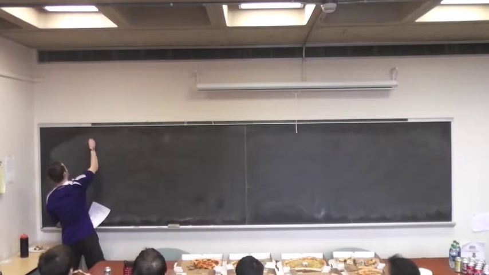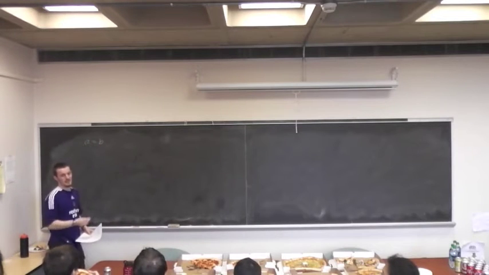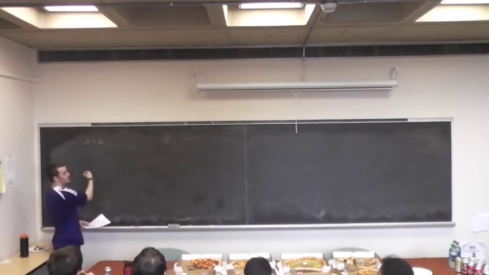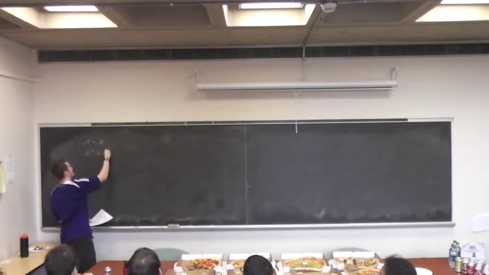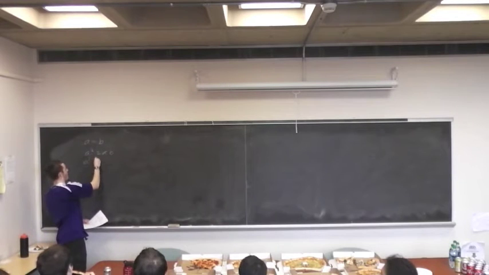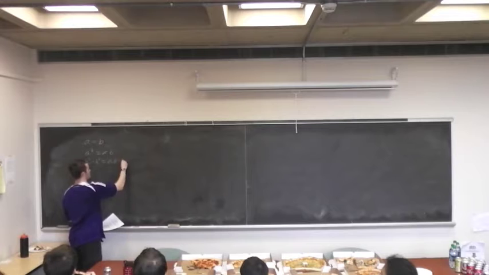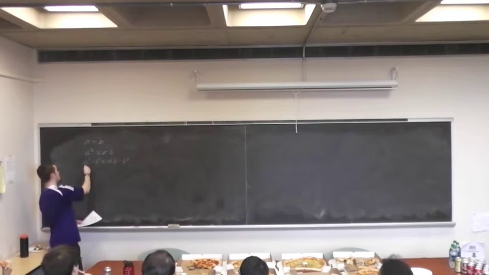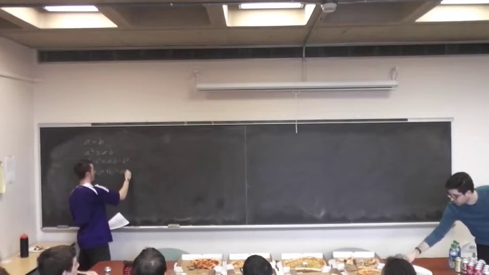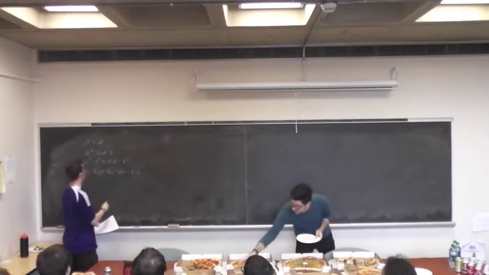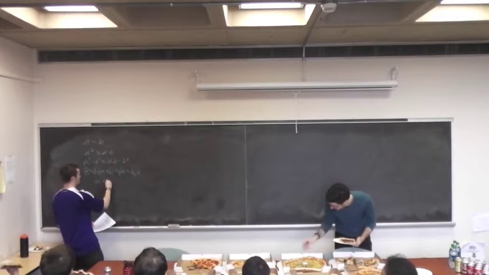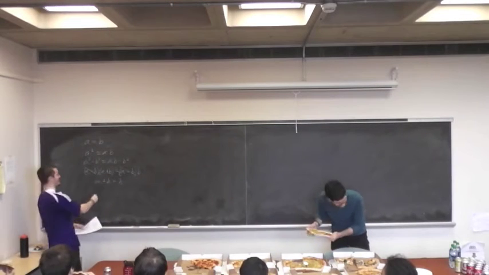Alright, so let A equal B. A and B are both non-zero quantities. Multiply both sides by A: A squared equals AB. Subtract B squared from both sides: A squared minus B squared equals AB minus B squared. Factor these. Now cancel A minus B. A plus B equals B. Recognize B equals A.